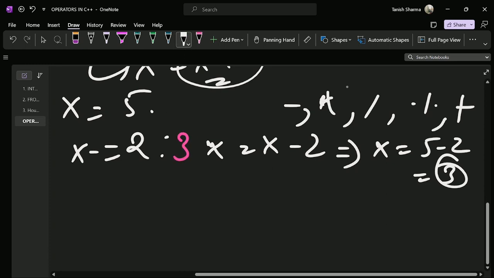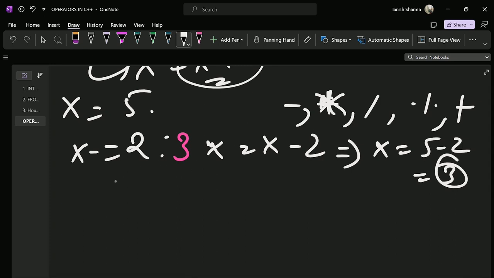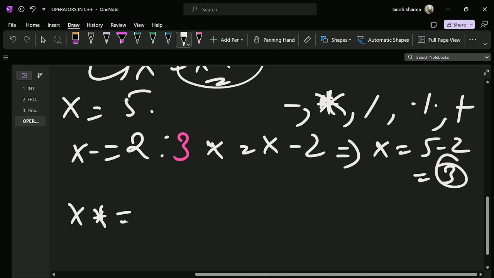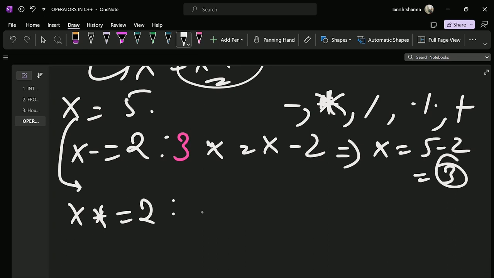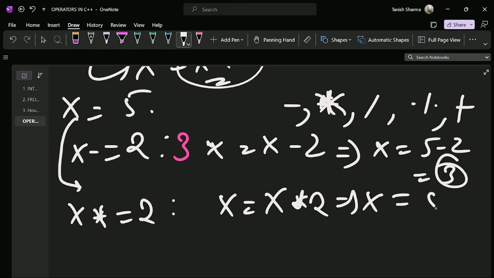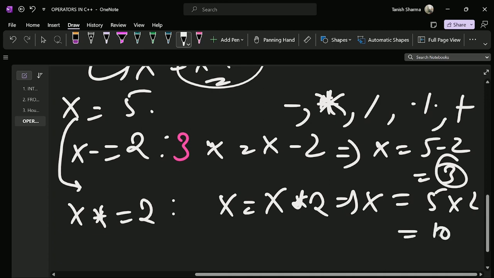So let's try another operator for the same. Let's try it with the multiplication operator, okay? So x multiply is equal to 2. What does that mean? Considering the same value, that is 5. So what will we be getting? This will be similar to x multiply 2. This implies x is equal to 5 into 2, that is equal to 10. So what will be the value of x here? x will eventually become 10 here.